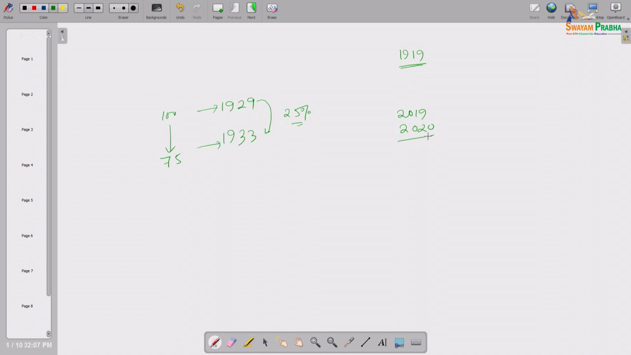Growth rate is negative means what? The real GDP that was there in 2019 actually falls in 2020. That is why the growth rate is negative. Anyway, how do we calculate the growth rate?